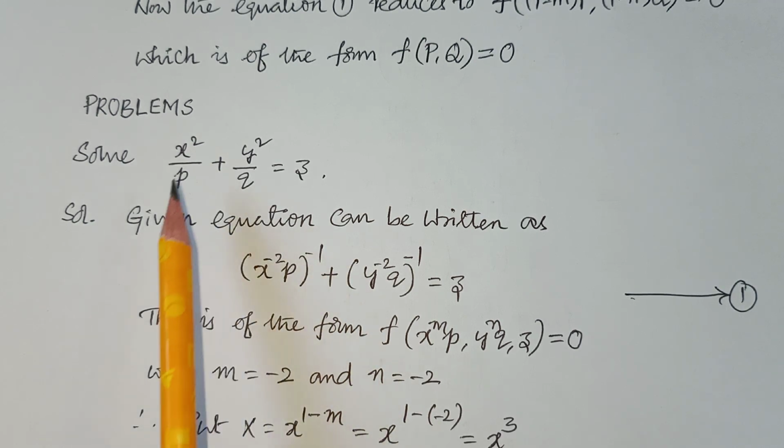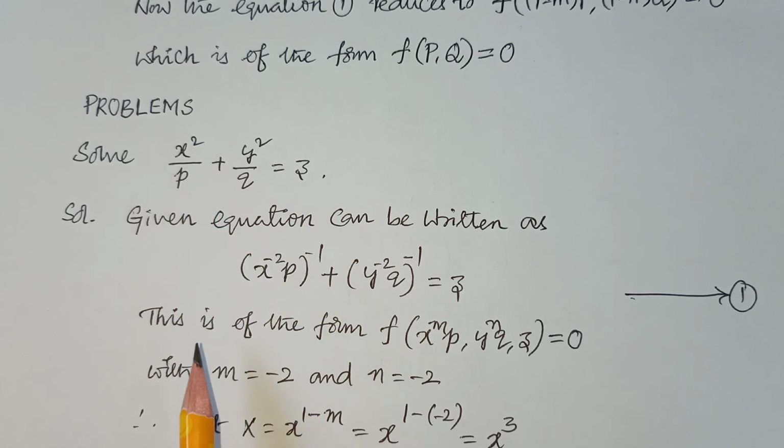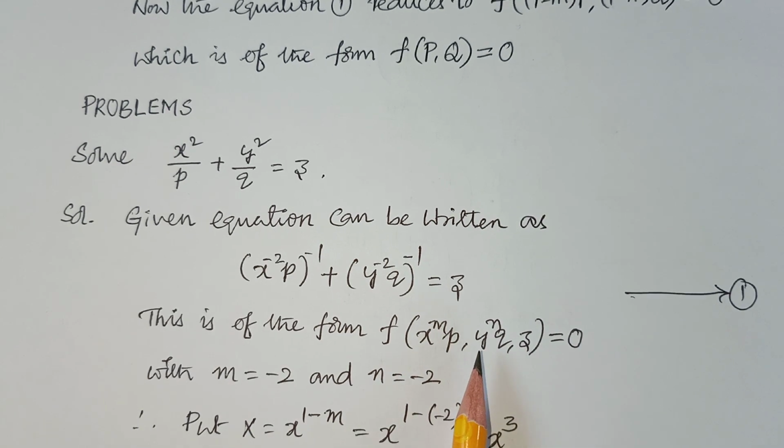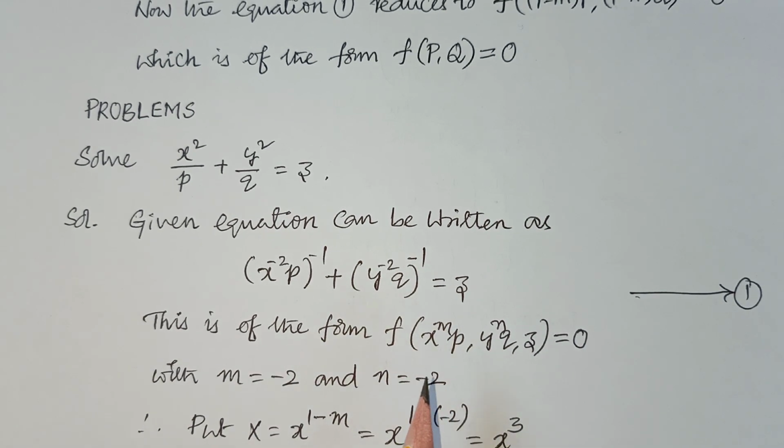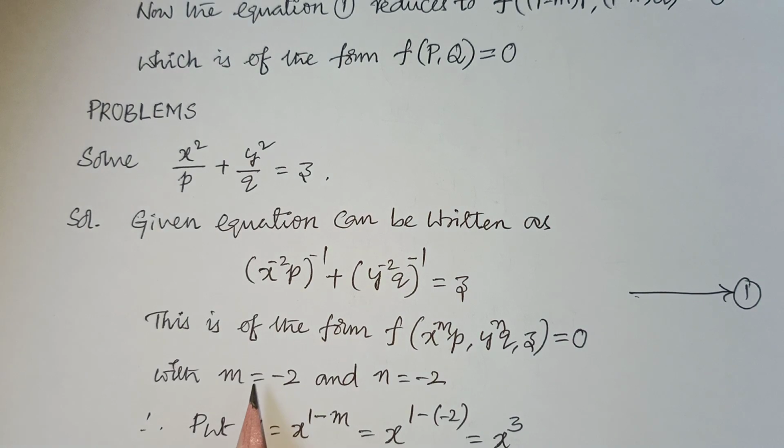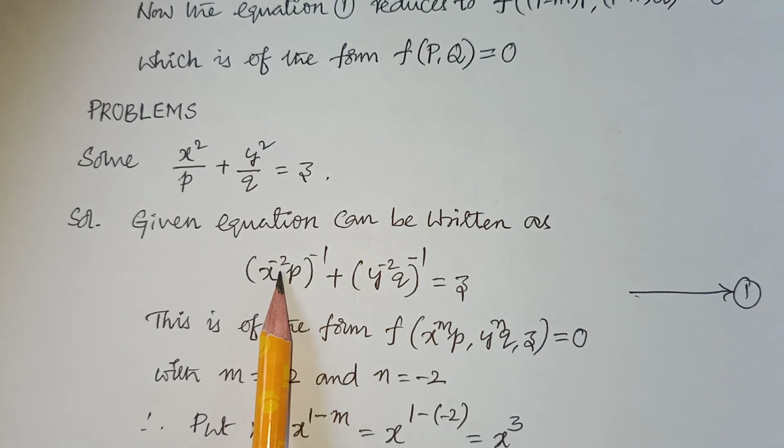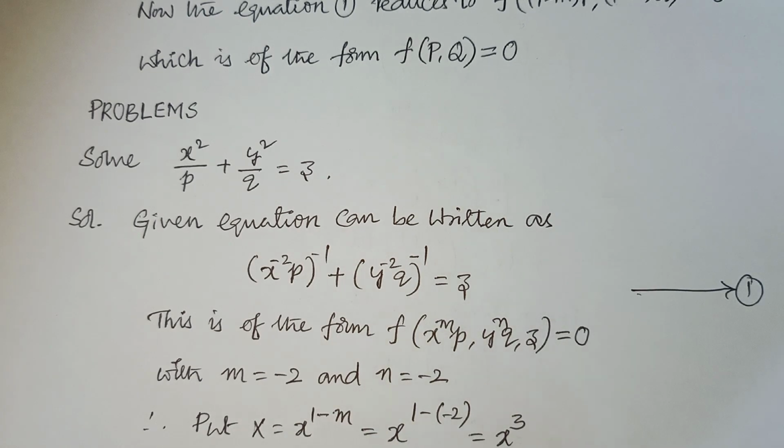Now, minus minus plus from the given problem. So this is of the form f of x power m p comma y power n q comma z is equal to 0. Now here, what is m? Minus 2. That is x power m or y power n. Here m is minus 2 and n is minus 2.